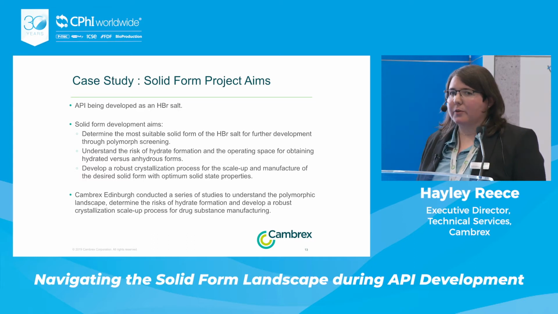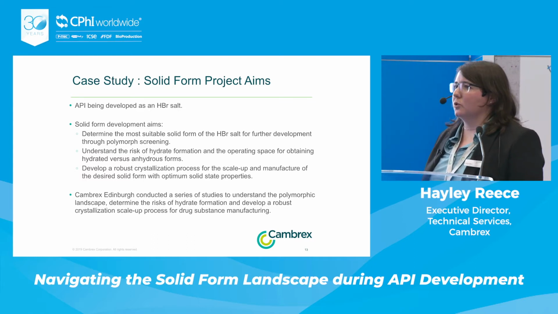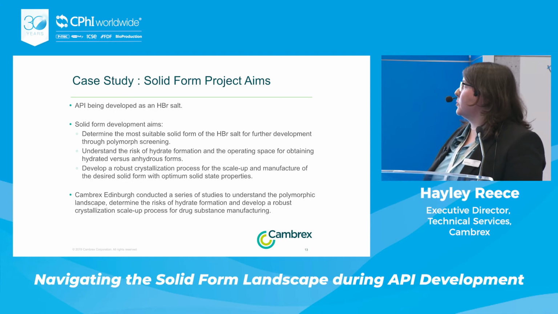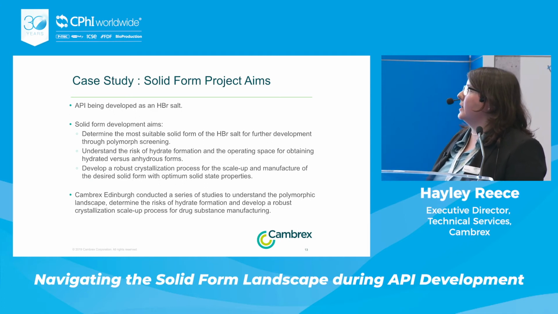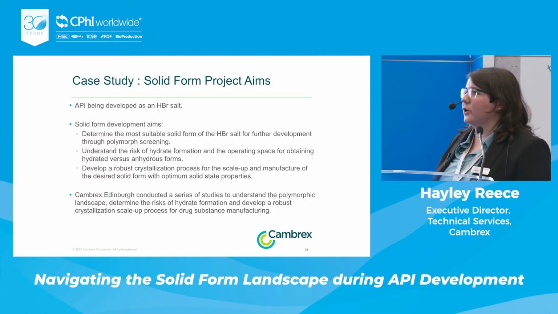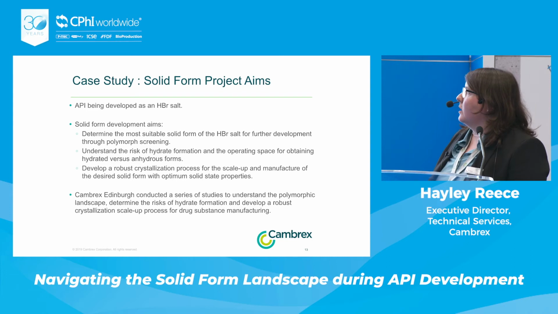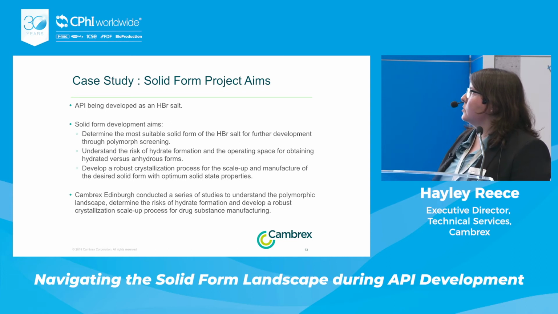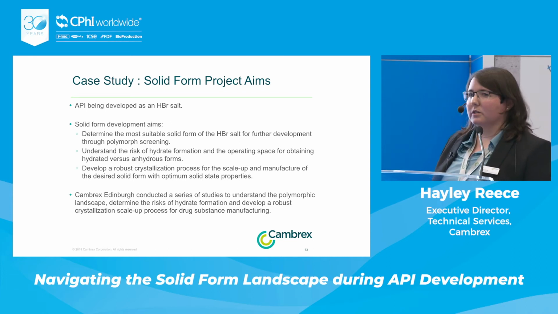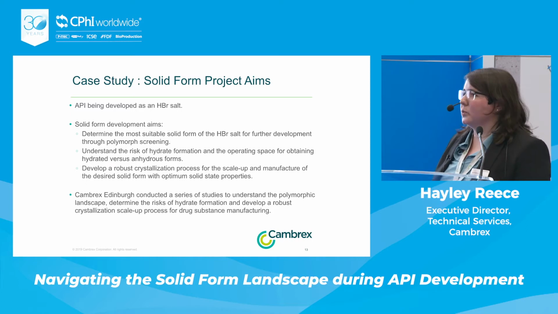So just to give you some background for this case study, we worked on an HBr salt, so hydrobromide salt was the API here. We received this compound. We never had much information on it. There was very little information received regarding the solid form. And the aims for us were really to look at initially which is the best solid form to move forward with into further development. So which is the most appropriate solid form to select for scale up.